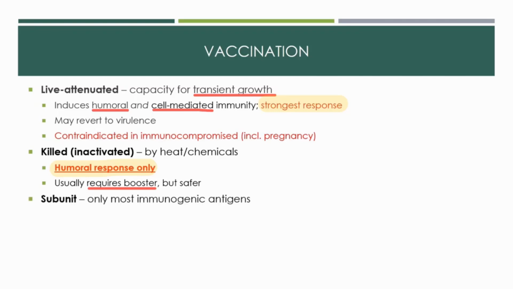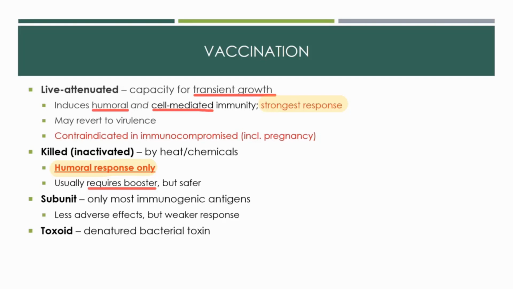Subunit vaccines are vaccines designed to contain only the most immunogenic antigens. There are less side effects, but there is always the trade-off of having a weaker immune response, and in practice, these are expensive to make. They're reserved for pathogens that we want a lasting immunity to, but that we still want to be able to give to immunocompromised patients, and some examples are the pneumococcal, HPV, and hepatitis B vaccines.